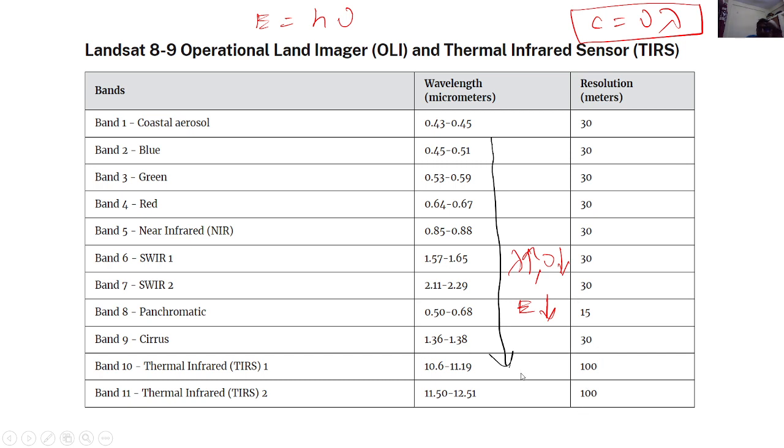Unfortunately, as we move into very high band wavelengths, the energy diminishes massively, and hence they have to compromise with the spatial resolution. The spatial resolution, as you can see, has become very coarse as we move towards larger wavelength ranges.